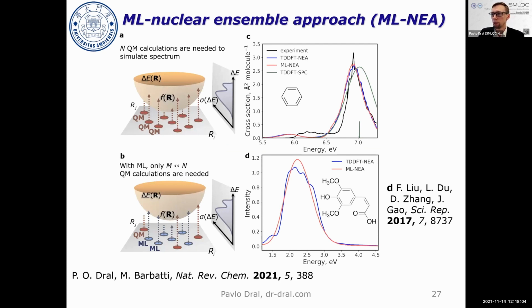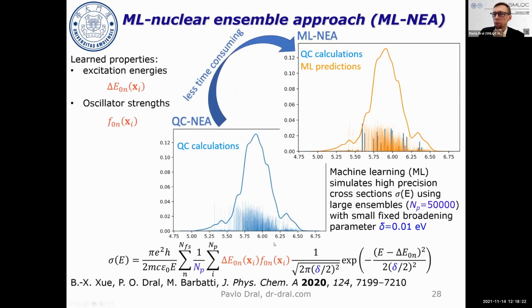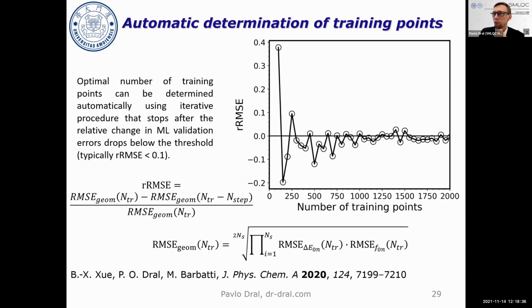And here, if you do it using a nuclear ensemble approach, by calculating spectra from many single point excited state calculations on different geometries, then you can get the spectrum by this convolution. And you see that machine learning can be used by interpolating between these points, and you can learn excitation energies, oscillator strengths, and very encouragingly, you don't need too many points.